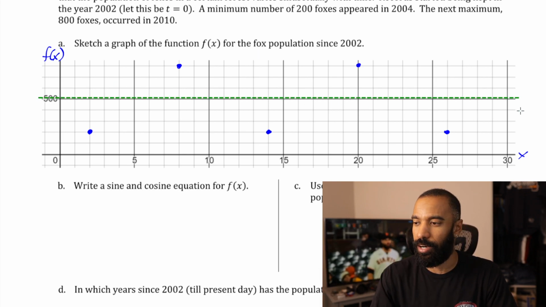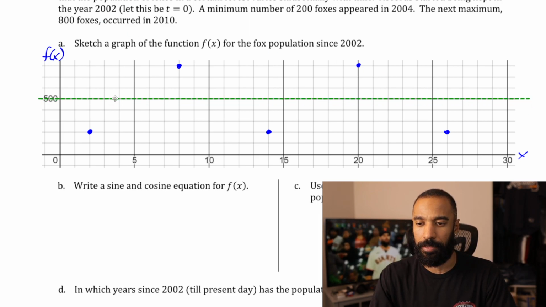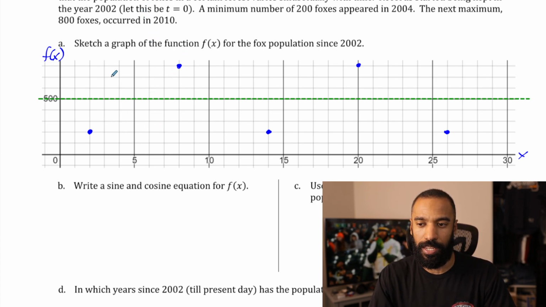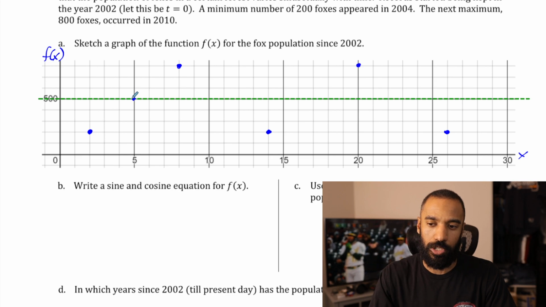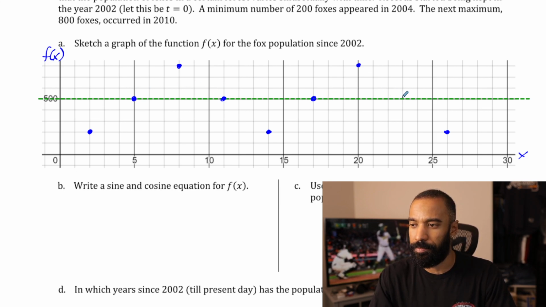So this one here should be right at 500 foxes. That's the midline here. And the midline should have values that are immediately right in between. If these are 6 years apart, then 3 years apart, we should be hitting midline values. We should hit 500 foxes every 6 years, but 3 years from a peak or from a trough right there.